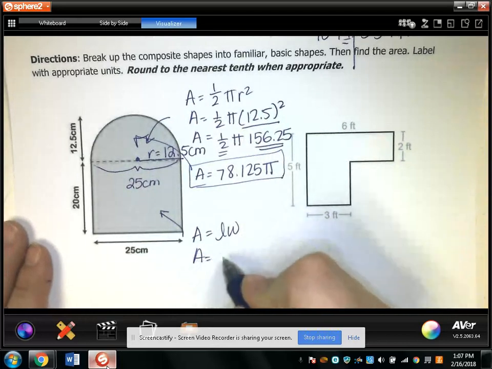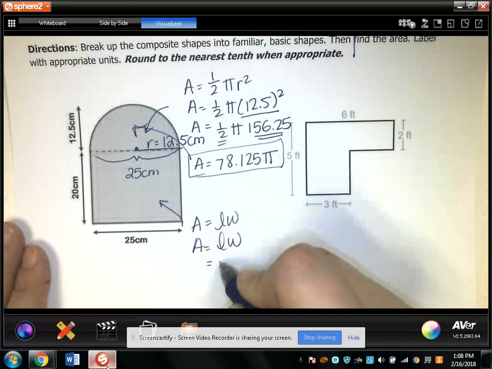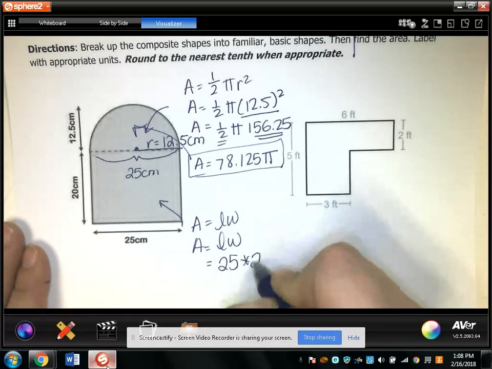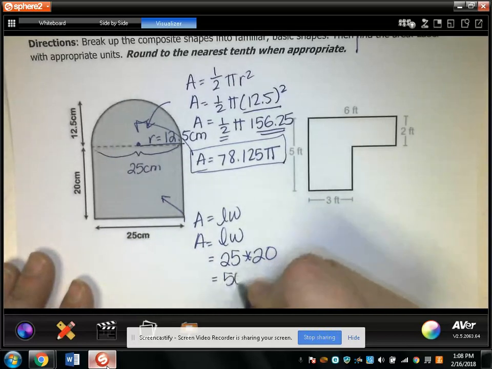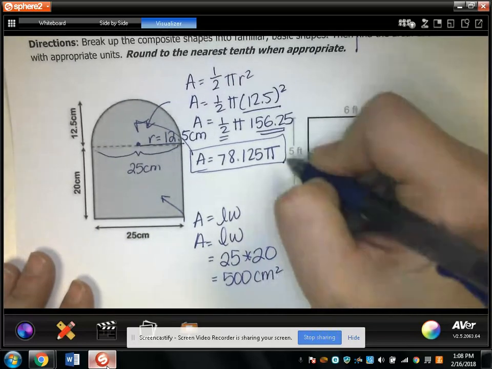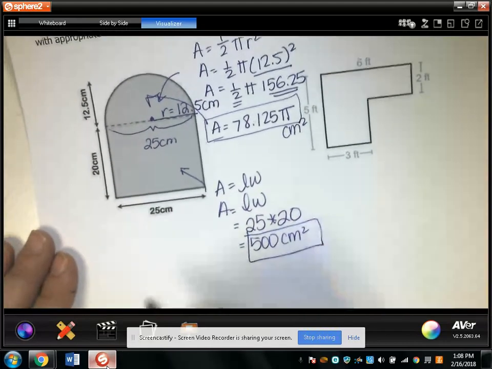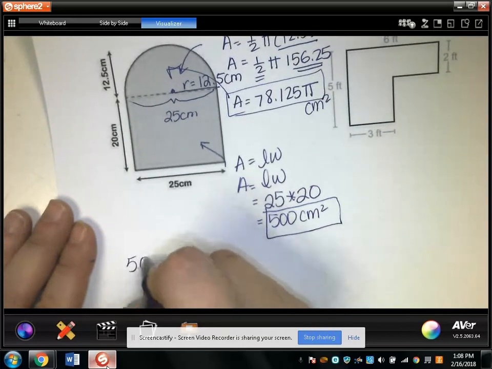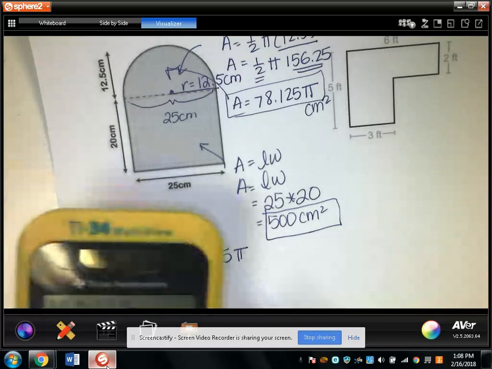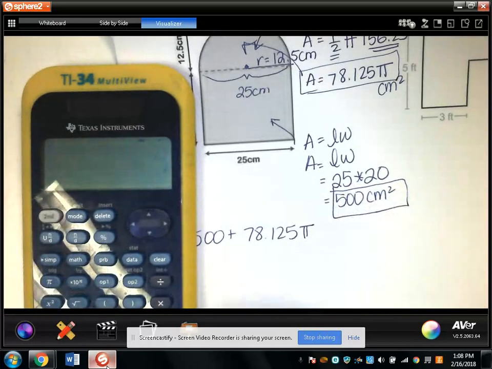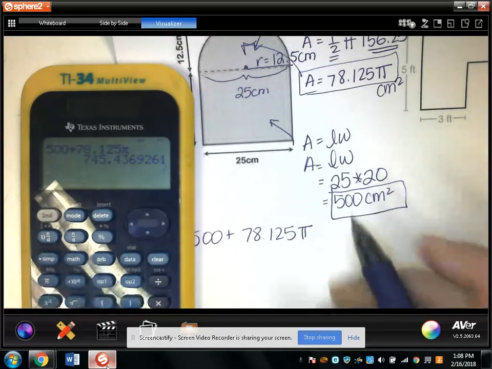Now the area of the rectangle, I just do length times width, which is 25 times 20. 25 times 20 is 500. So this is 500 centimeters squared. Now I have to add these two areas together. So I'm going to do 500 plus 78.125 pi on my calculator.